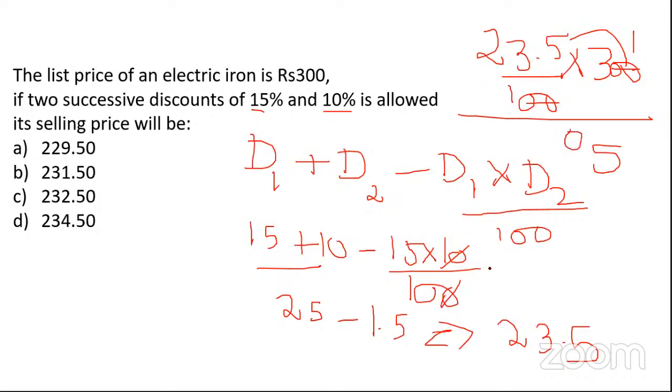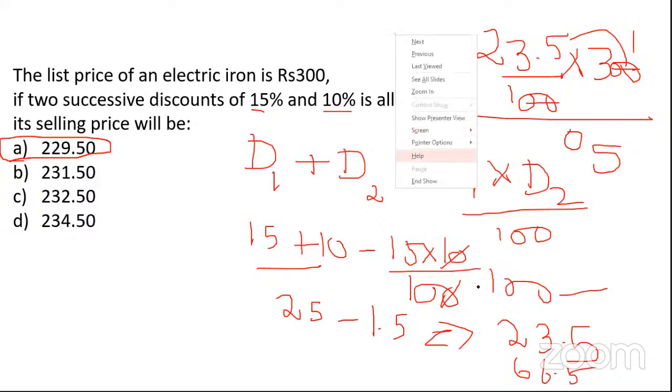Yes, out of 100, you have to subtract 23.5. Balance will be 66.5. This value will be subtracted. So you will get 229.5. Okay, that's it. So excellent. You can even use this method also. So Akshay, very good Akshay.